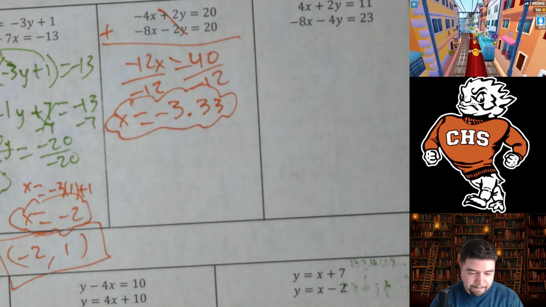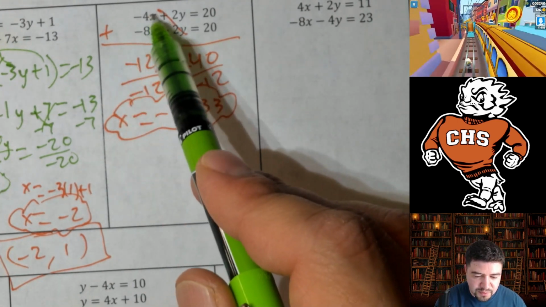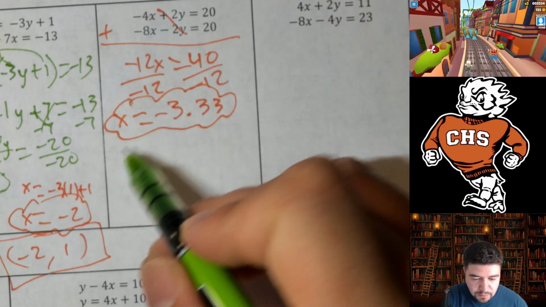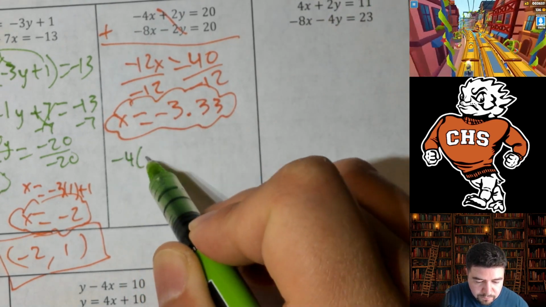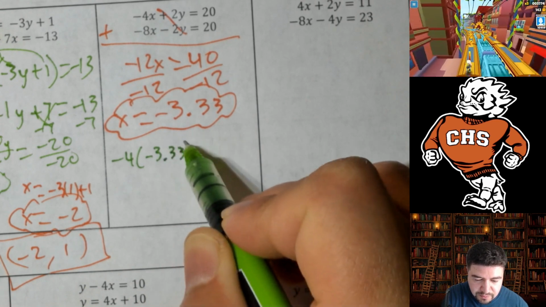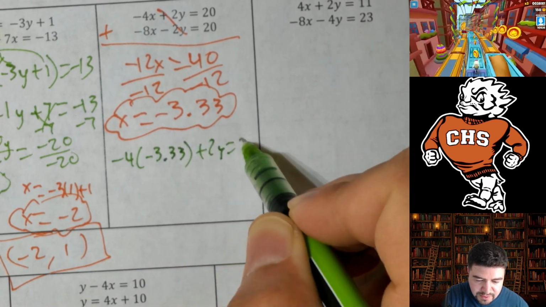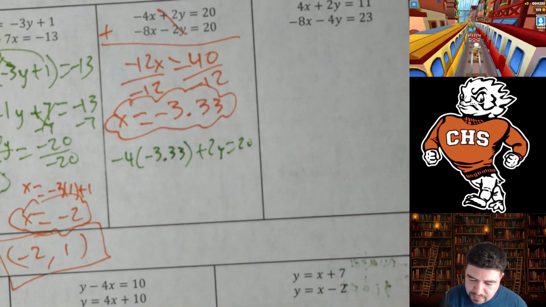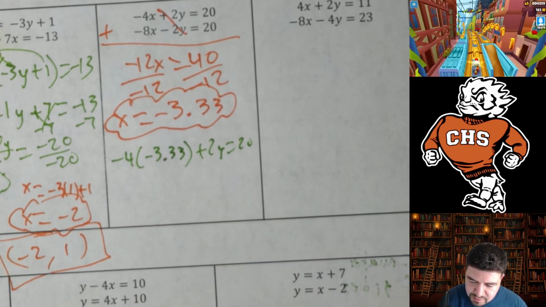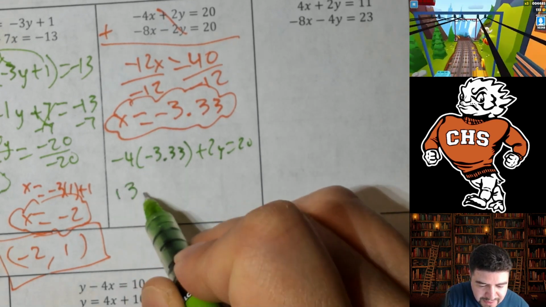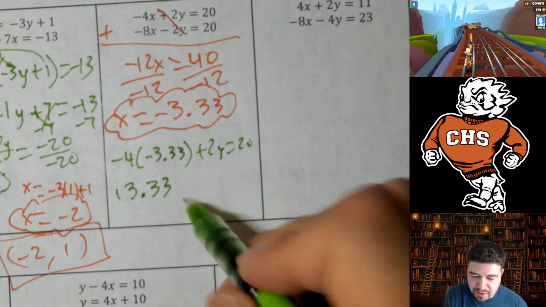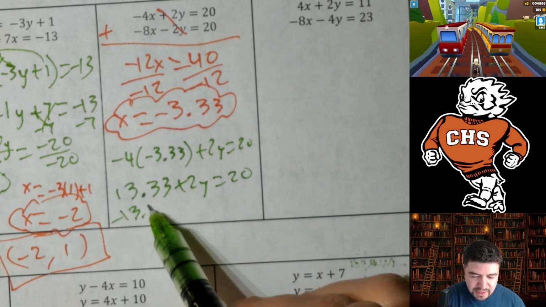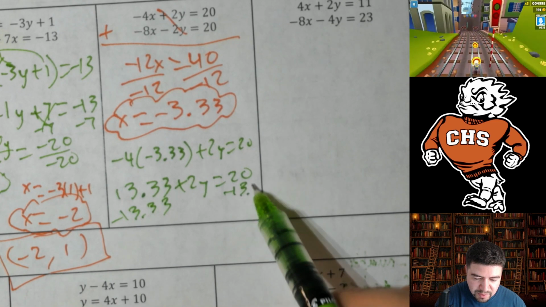So that's our x value. Let's move on to the y. I'm going to take that x and plug it into one of these guys. Maybe the top one. Looks a little bit more simple to me. So negative 4 times negative 3.33, plus 2y is 20. This is going to be, let's see, 3.33 times 4 is 13.33, plus 2y is 20. So I'm going to subtract this guy, move it over, get y by itself.